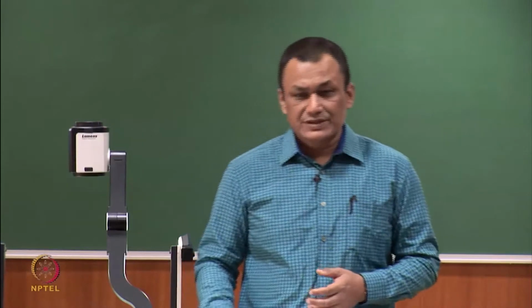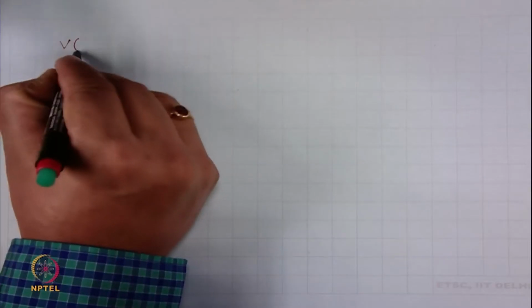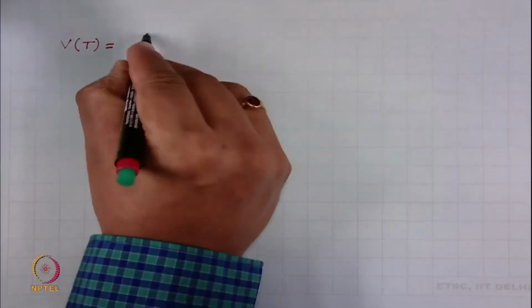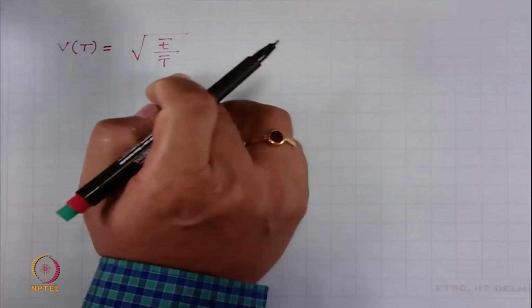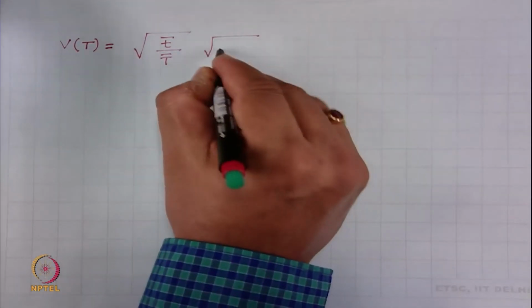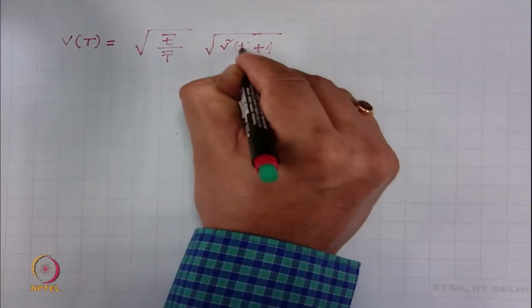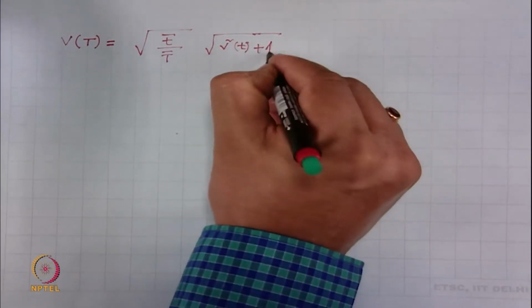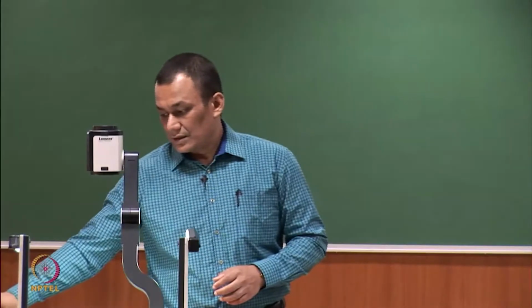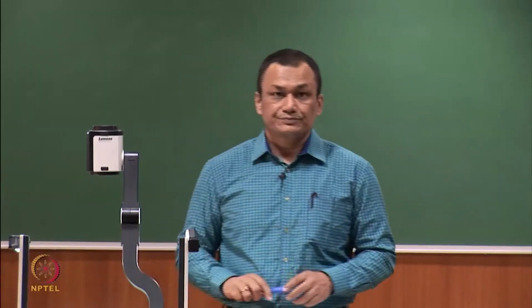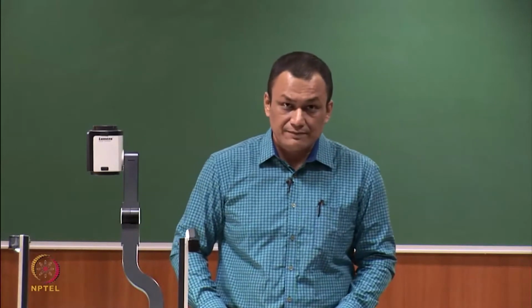Under these 4 assumptions, we derived a relationship of sliver fineness, which was equal to mean fiber fineness by mean sliver fineness into square of CV of fiber fineness plus 1. So, this derivation we completed in our last lecture.